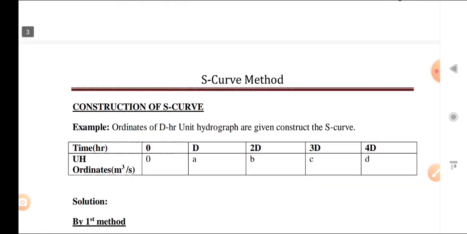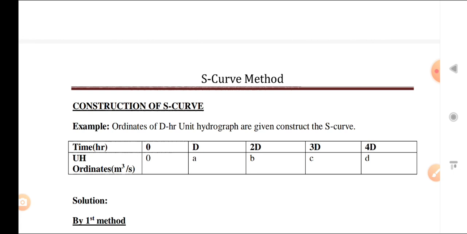Here is the construction of an S curve example. Ordinates of a D-hour unit hydrograph are given. Construct the S curve, with time given in hours. For 0 it is 0, for D it is A, for 2D it is B, for 3D it is C, and for 4D it is 0. The 4D value was written wrongly in the slide. So first we will find it by the lagging method.